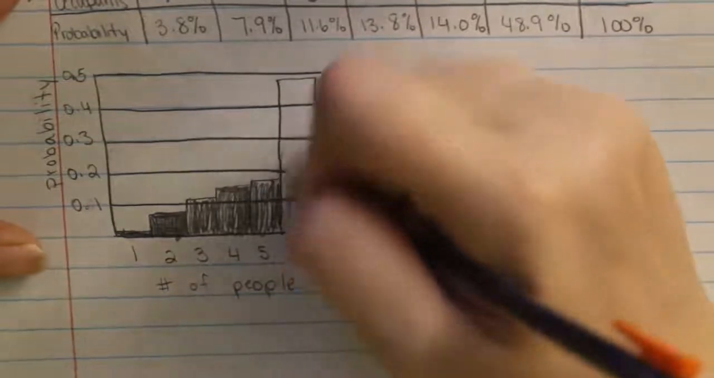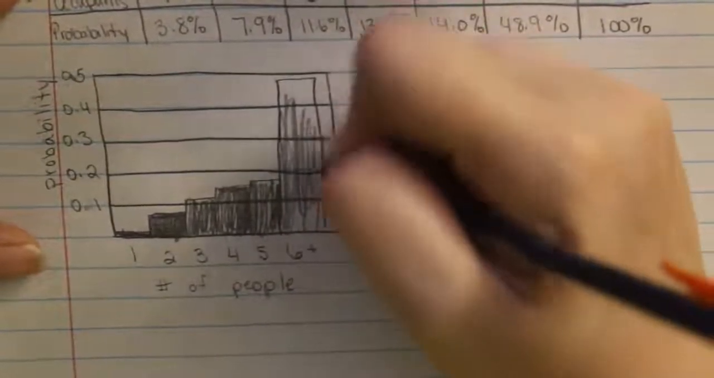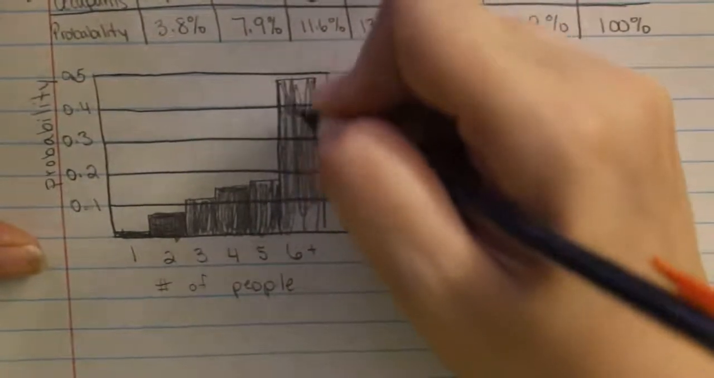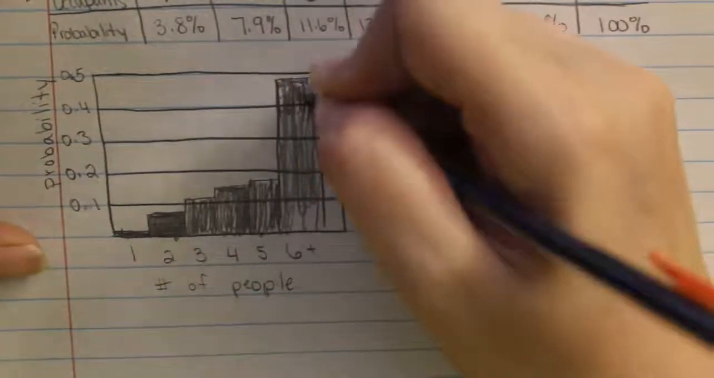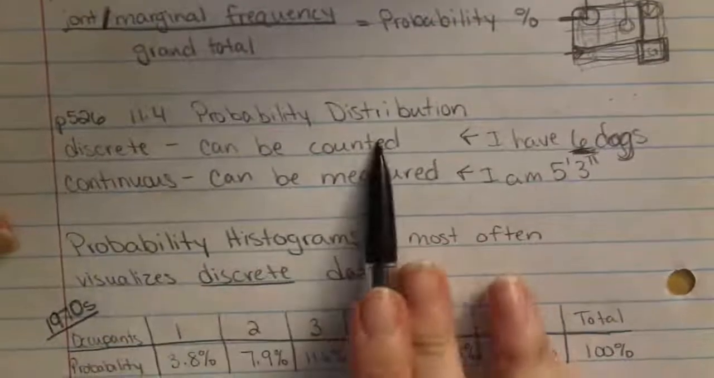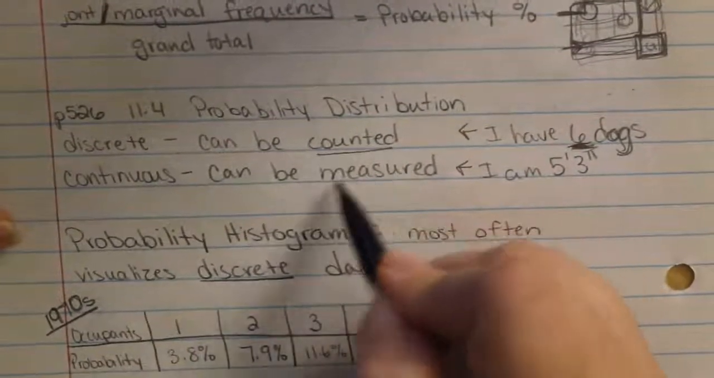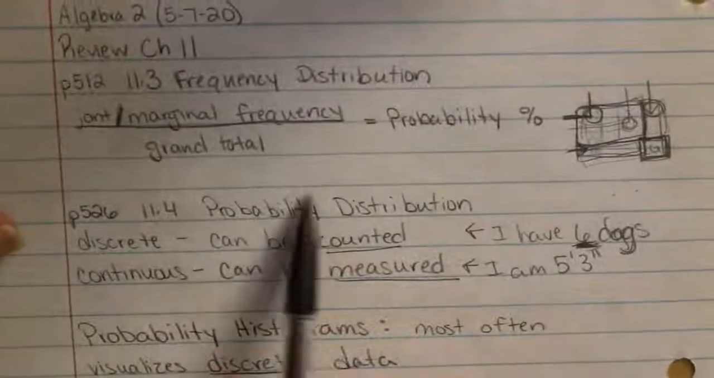Okay, and you guys kind of get the idea. So this is data that can be counted, and you see why a histogram works really well for this type of material. So it can be counted. Again, discrete can be counted, continuous can be measured, so counted versus measured, and make sure you know all about frequency distribution.